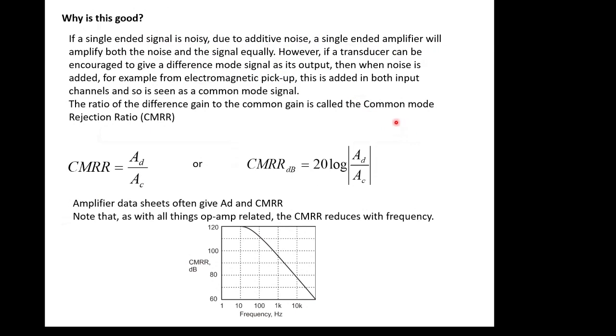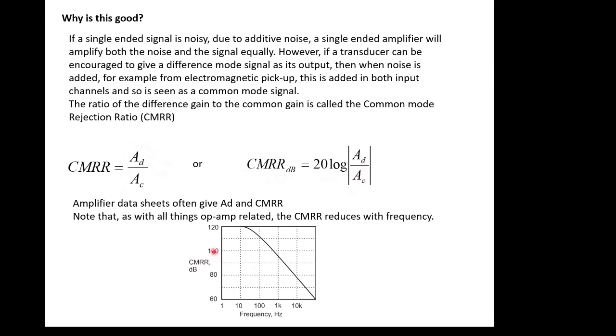And that allows us to come up with a sort of goodness factor between these two gains, which is called the common mode rejection ratio. That's simply the differential gain, which is usually high, divided by the common mode gain, which is usually very low. And so the bigger the ratio here is, the better you are at rejecting noise. Quite often we'll put this as a dB signal, so 20 log magnitude AD over AC.